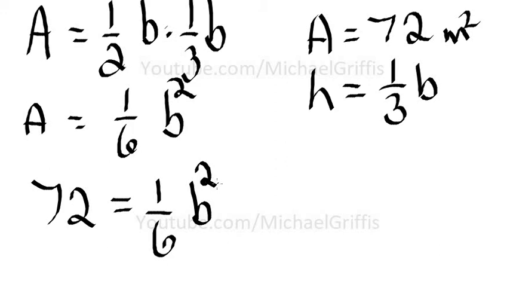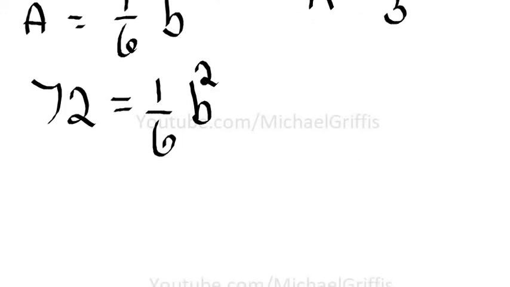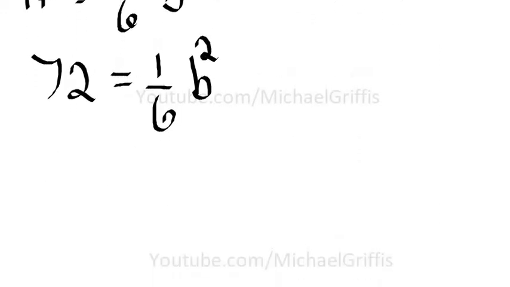So kind of like in the last problem, we had w squared. Now we got b squared. What are we going to do with this 1/6? Well, we're going to multiply both sides by 6. You're just multiplying both sides by its reciprocal. Multiplying both sides by 6, that 1/6 times 6 goes to 1.